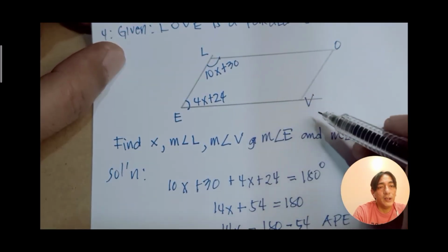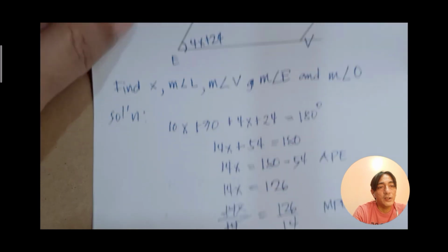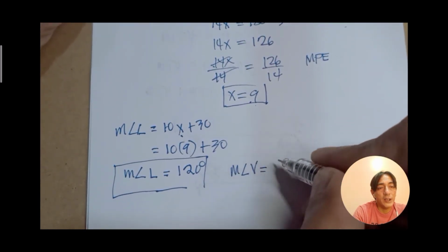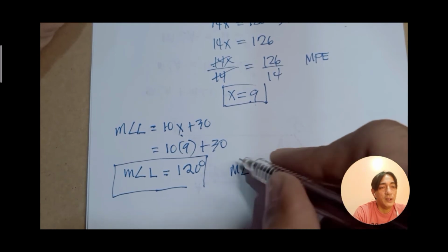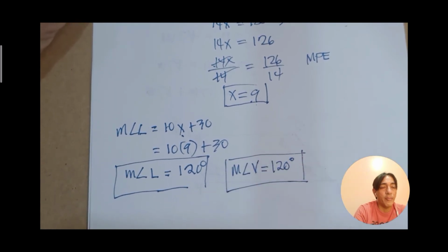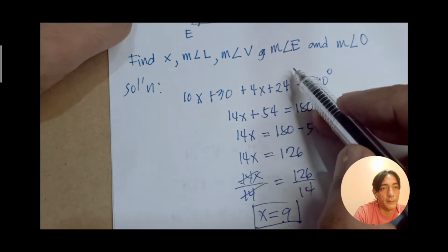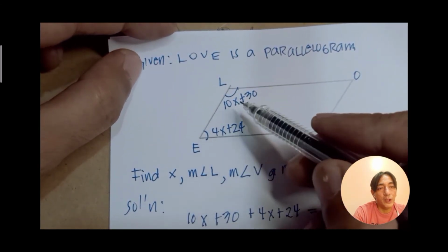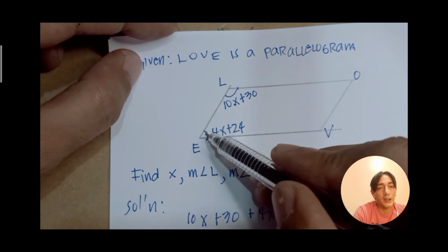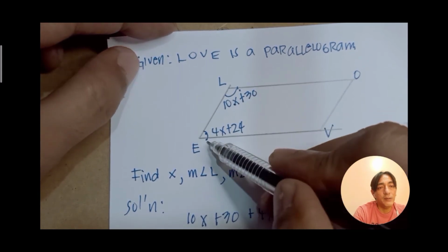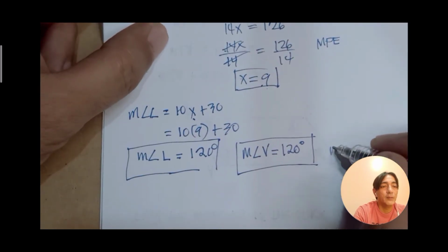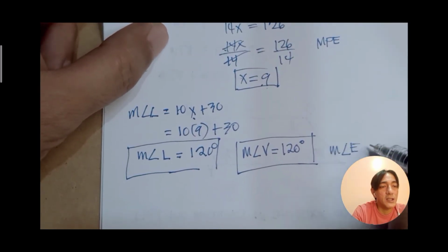So now we know that angle L is 120. So yung angle B, measure ng angle B, since opposite angle sila, 120 degrees din. Okay, congruent. Opposite angles are congruent. Measure ng angle E, they are supplementary. So kung 120 to, 60 yung angle E. So measure ng angle E will be 60 degrees. Lagay natin. Measure ng angle E is 60 degrees.